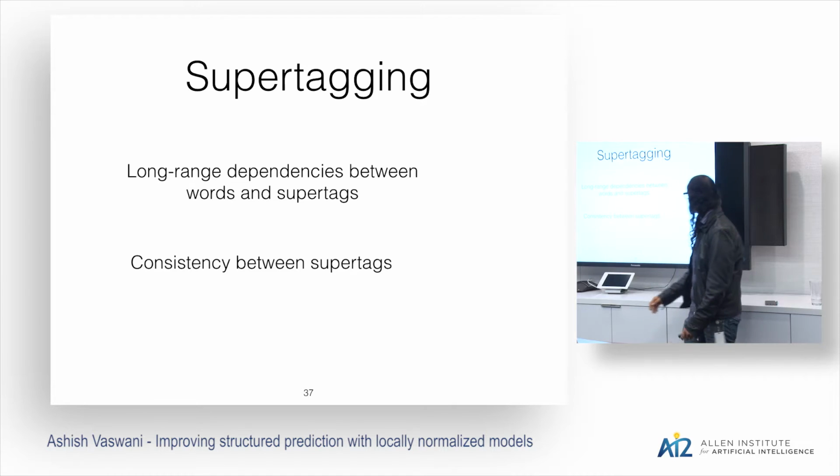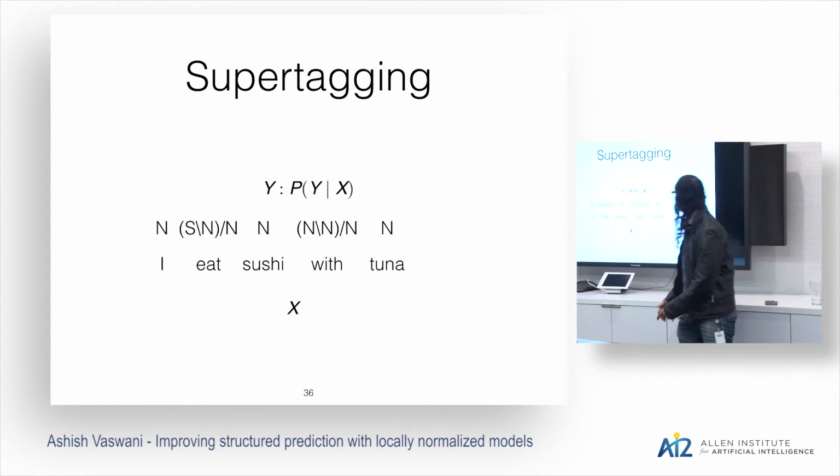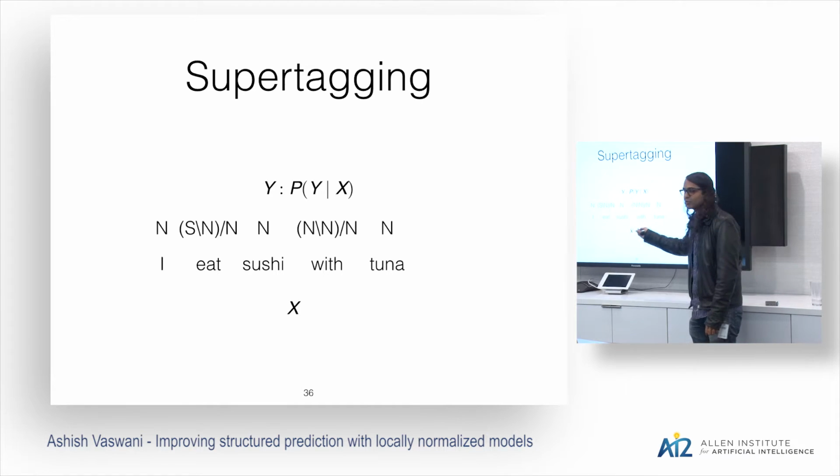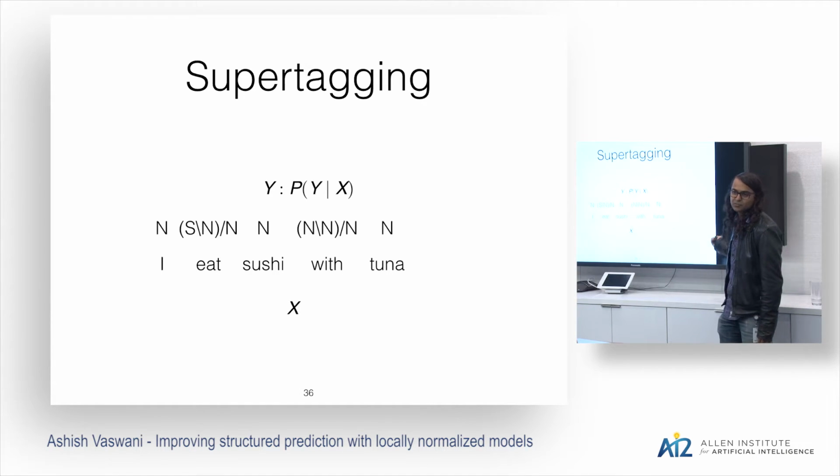So there are two desiderata in supertagging. You have long-range dependencies between words, where here you'd have width that needs information to the left and needs information to the right. You can imagine that this is a much longer sentence. You'll have supertags that are really complicated, that need information from far back in the past.